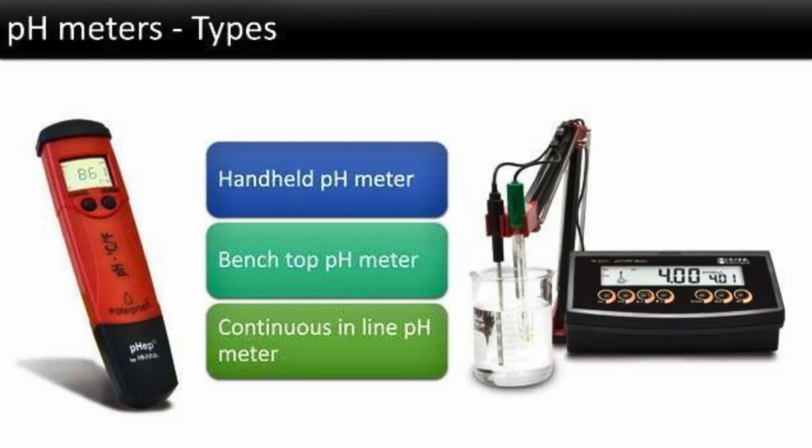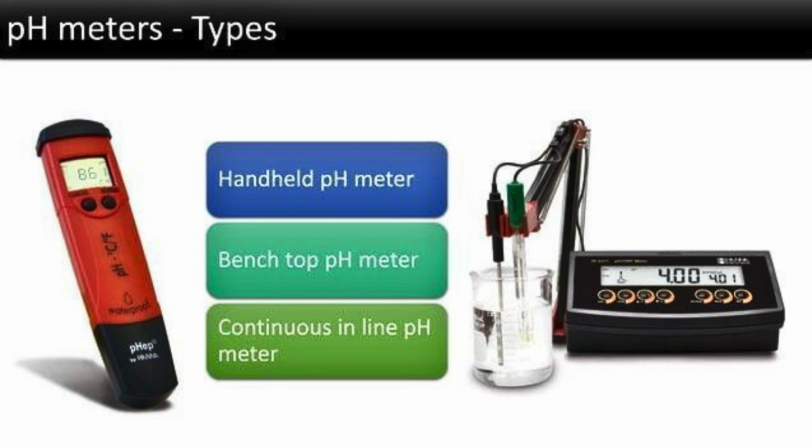You have handheld pH meters, which are portable and convenient. There are benchtop pH meters, which are more stable and often used in laboratories. And finally, there are continuous inline pH meters used for constant monitoring in industrial processes.